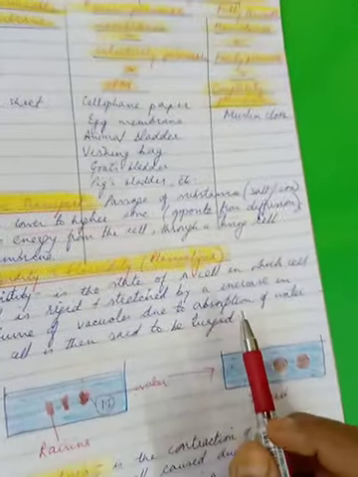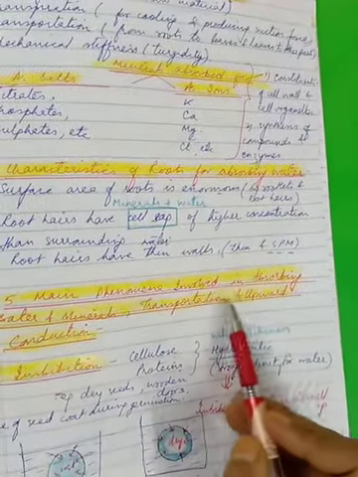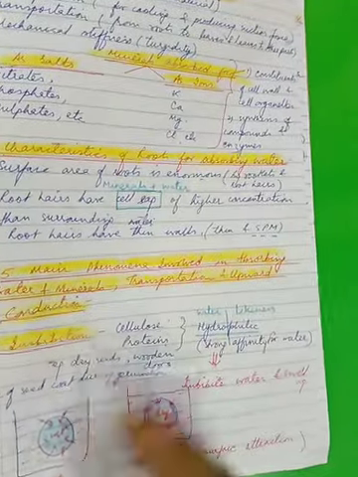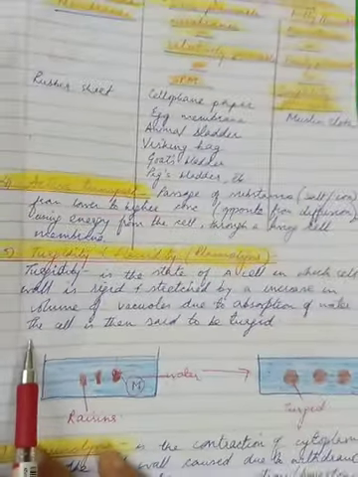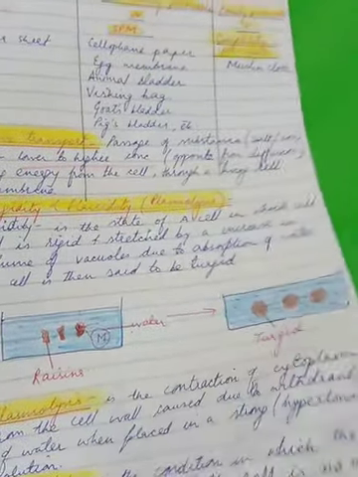Coming next to a fourth process here. Remember, children, we started our topic as the processes involved in absorbing of water. 3 processes we discussed: imbibition, then diffusion, third was osmosis, and coming to fourth is active transport. Before we come to the fourth, I'll show you again a diagram here.